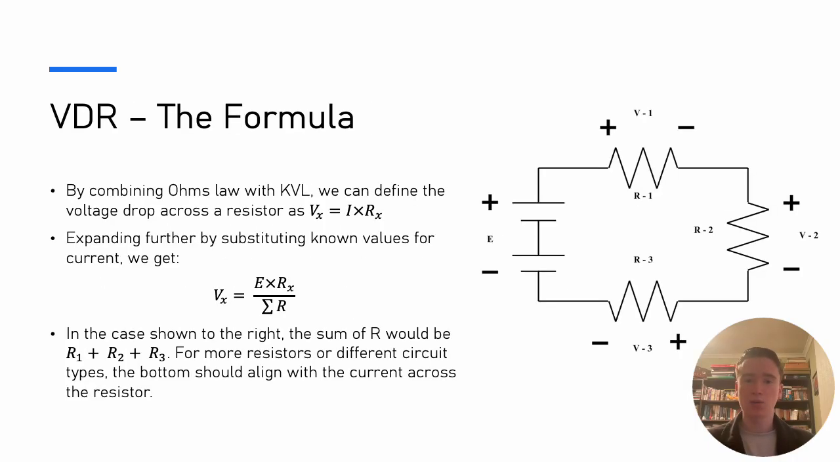Combining these ideas, we can deduce that the voltage must drop across resistors to provide this net zero voltage. Using Ohm's law, we can find the total current in the circuit. Then, again using Ohm's law and KVL, we can say that the voltage drop across a resistor is the total current, E over the sum of R, multiplied by the resistor we want to find. This is the basic principle behind the voltage division rule.